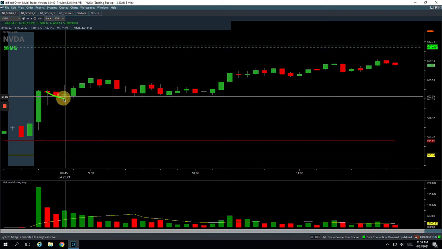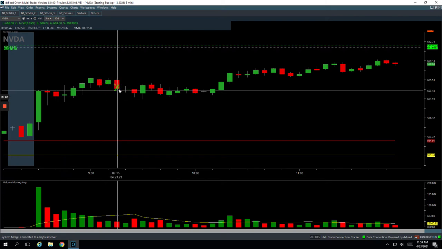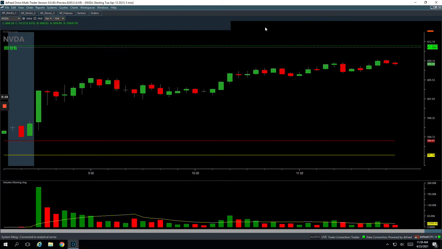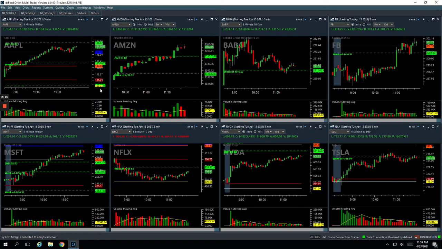And so on this pullback, I was looking at it as a mighty 90, got in right here and got a push up, scaled out, got out of three quarters of my position at that point, kind of chopped around. And I think I got out of my last piece right here when it started to pull down. So nice $330 winner there. My other mighty 90 was MU.